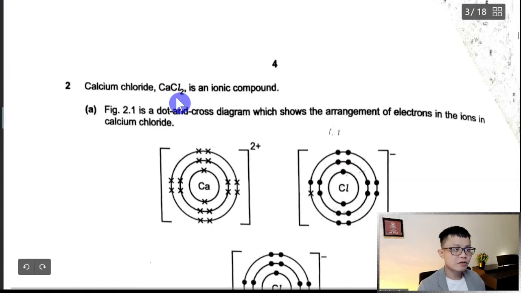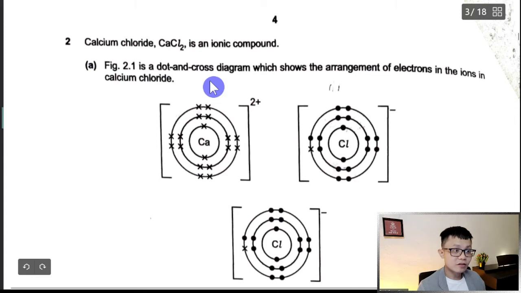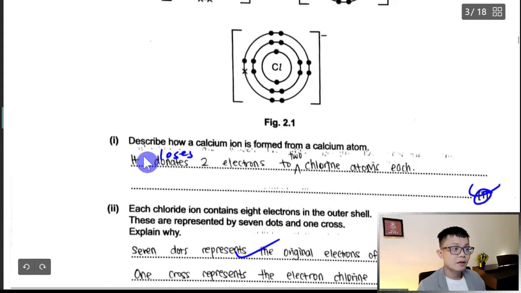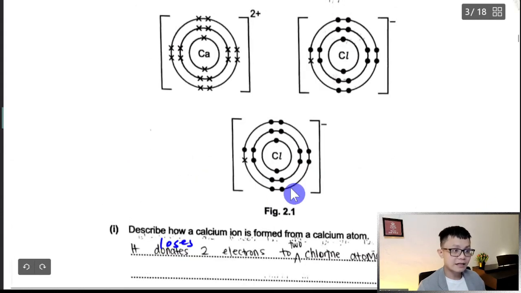Calcium chloride, CaCl2, is an ionic compound, metal and non-metal. It's a dot cross diagram showing the arrangement of electrons in the ion. So calcium 2 plus, chloride ion with negative charge, no problem. Describe how the calcium ion is formed from an atom. How does this thing form?